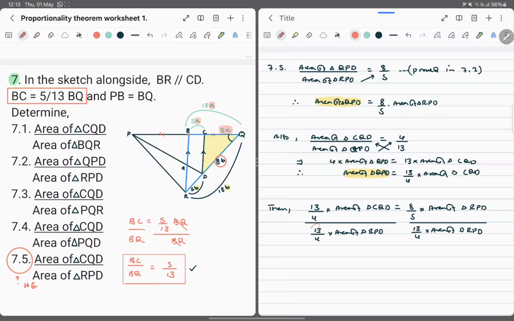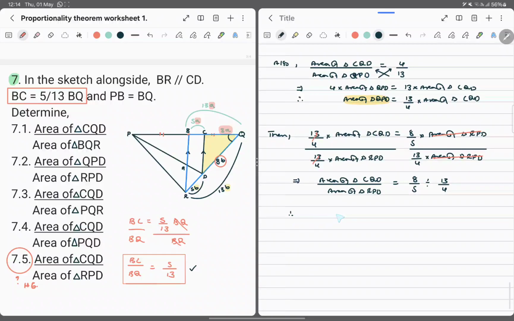Now this one was a tough question. Of course, once we do that, the entire thing, area of that, area of that, they do the magic. So can you see? Life is now nice and easy. So we will say area of triangle CQD divided by area of triangle RPD should be equal to 8 over 5. Now this division line is as good as 13 over 4.